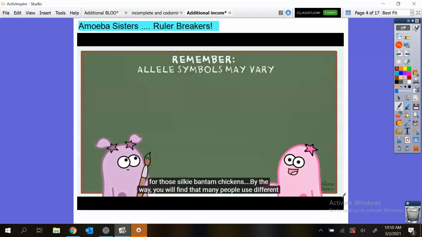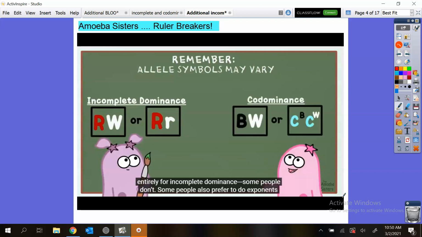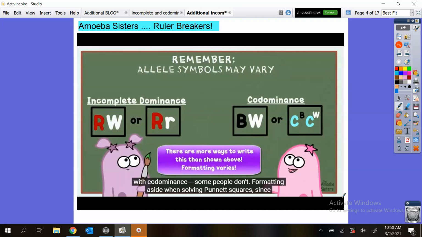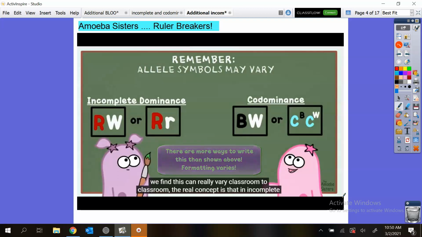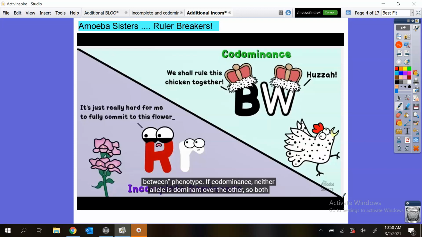By the way, you will find that many people use different formatting for incomplete dominance and codominance. Some people like to use different letters entirely for incomplete dominance, and some people don't. Some people also prefer to do exponents with codominance, and some people don't. Formatting aside, when you're solving these Punnett squares, since we find this really does vary from classroom to classroom, the real concept is that in incomplete dominance, one allele is not completely dominant over the other. So you see this almost in-between phenotype. In codominance, both alleles are expressed. It's the application that matters here.